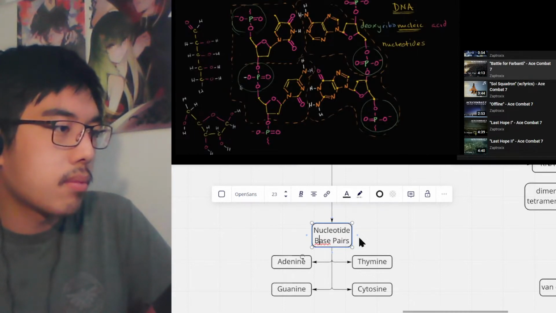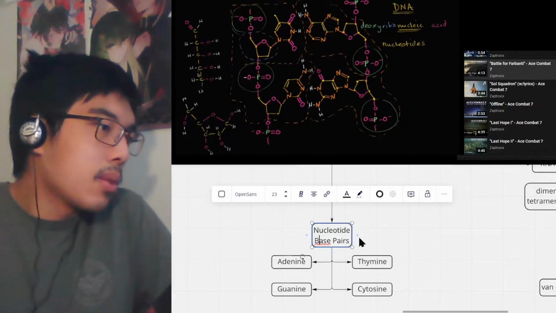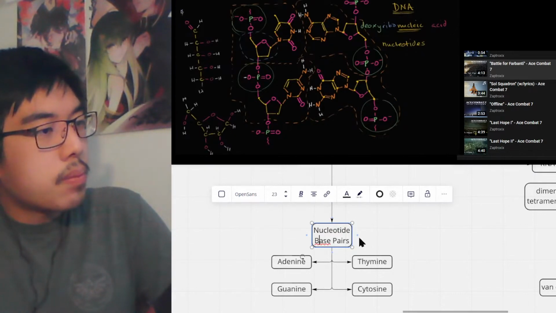Now the next thing you might notice is this group right over here. It looks an awful lot like a sugar, and that's because it is a sugar. It's a 5-carbon sugar. What I have depicted here, this sugar, this is ribose. So this sugar right over here is ribose.